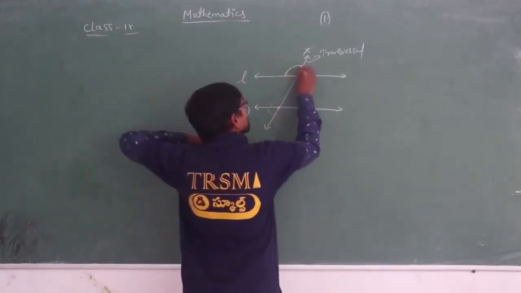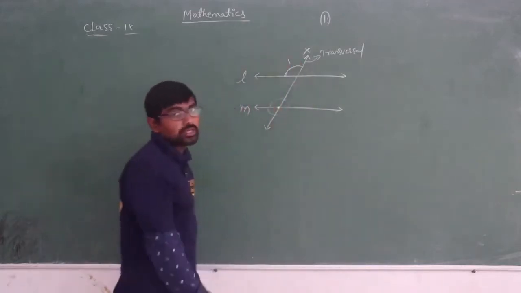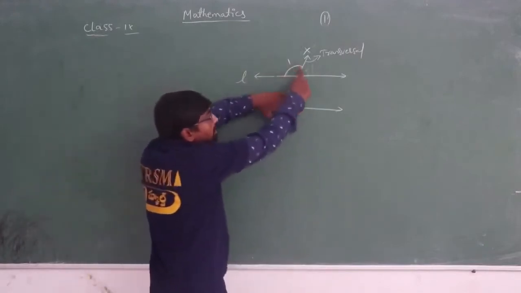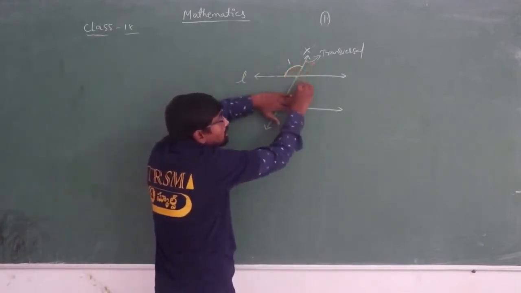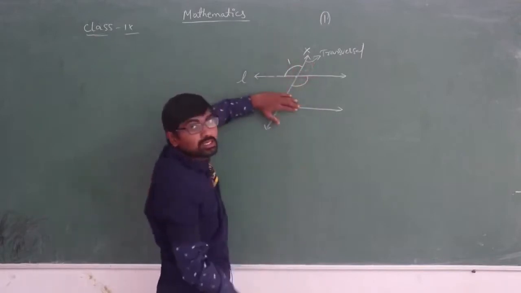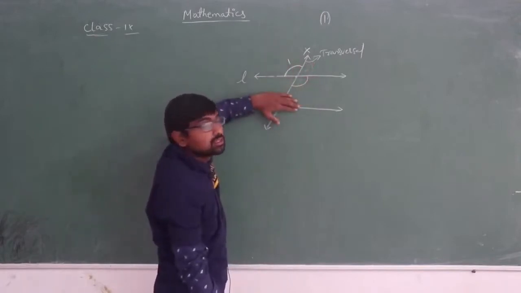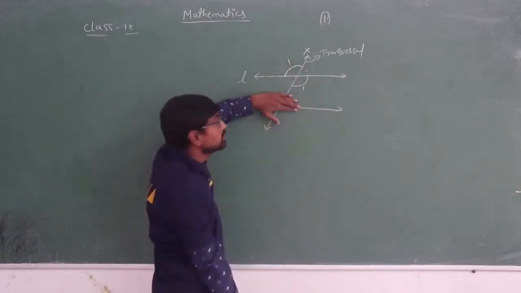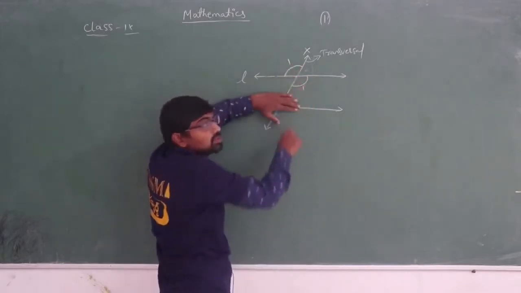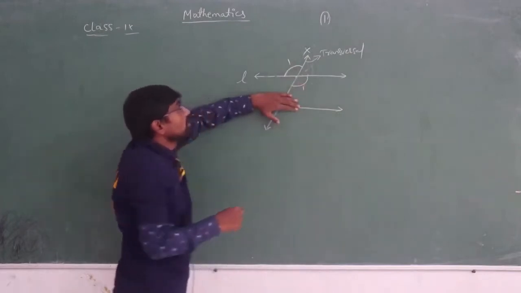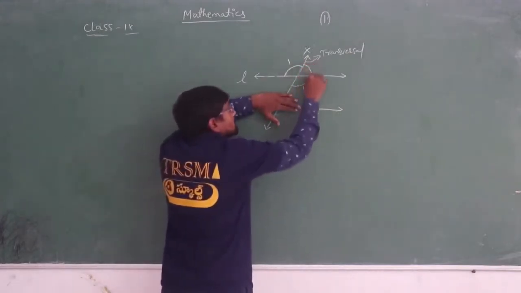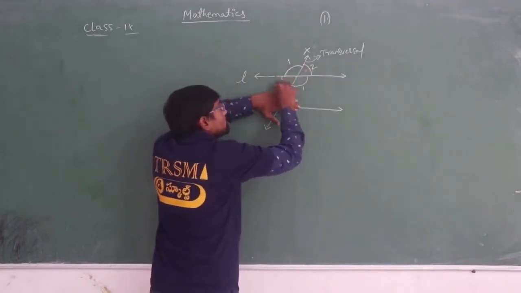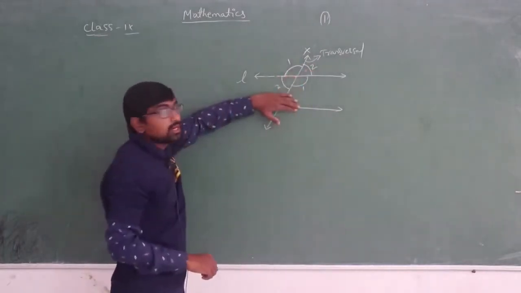If I take this angle as 1, and if I keep the mirror here, this angle and this angle are both equal, isn't it? Yes. Okay, this angle is 1, this will also be 1. Now, if this angle is 2, then the vertically opposite angle is also 2. Am I right or wrong?